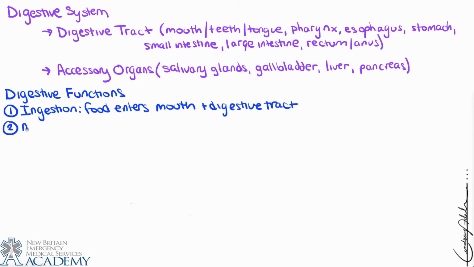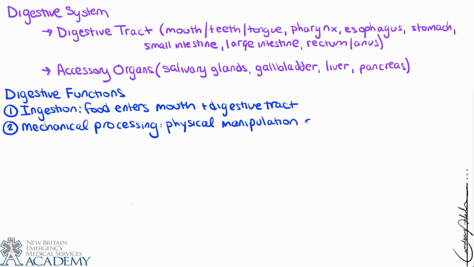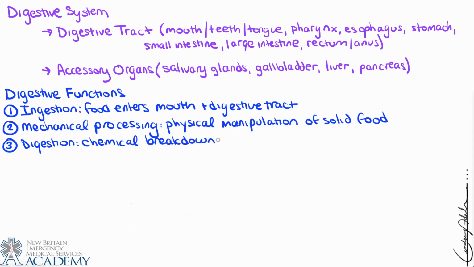There are 6 major digestive functions. The digestive functions are 1, ingestion, which basically means the food enters the mouth and the digestive tract. 2, mechanical processing, which is physical manipulation of solid food. 3, digestion, which is the chemical breakdown of food into small organic fragments. So when we talk about organic fragments, we're talking about things like proteins becoming amino acids or lipids becoming fatty acids.